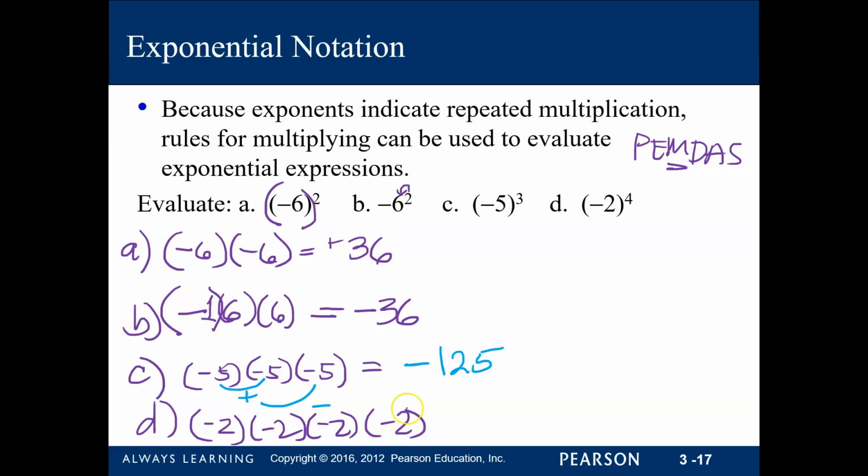Negative times negative, positive. So this is going to be a positive, and 2 times 2, 4, times 2, 8, times 2, 16. So that is how we work with multiplication or division with exponents involved. So be very careful as to where the exponent applies. Is it to the whole integer or to just that particular number?